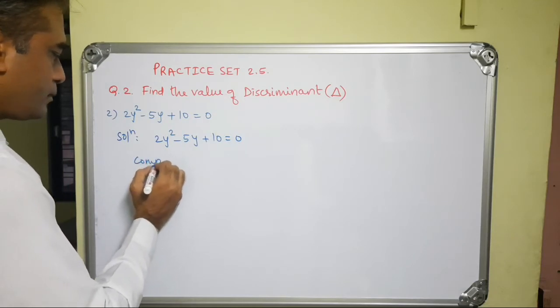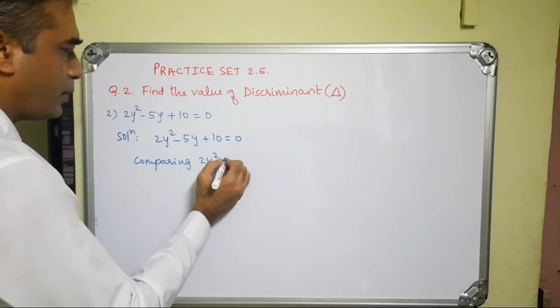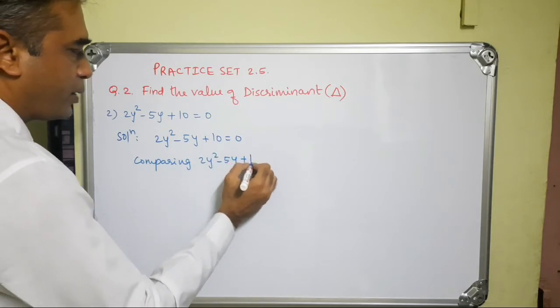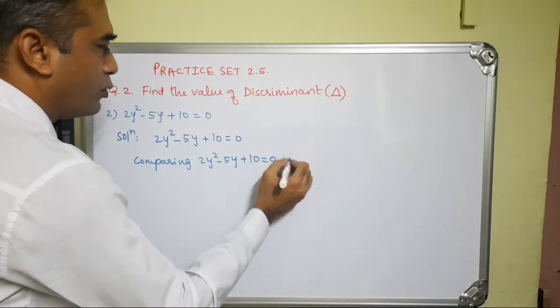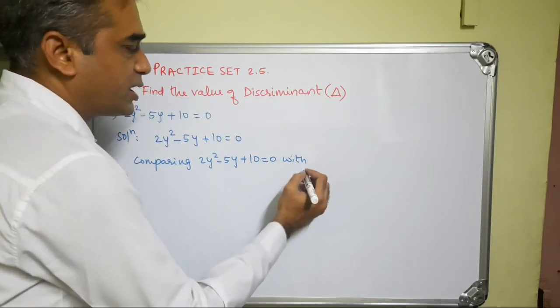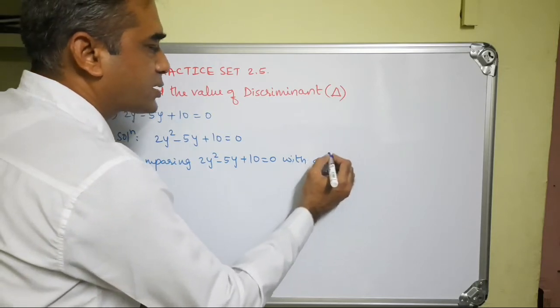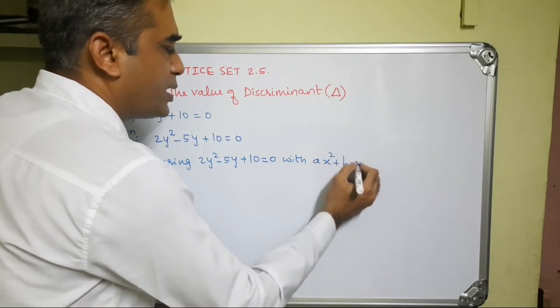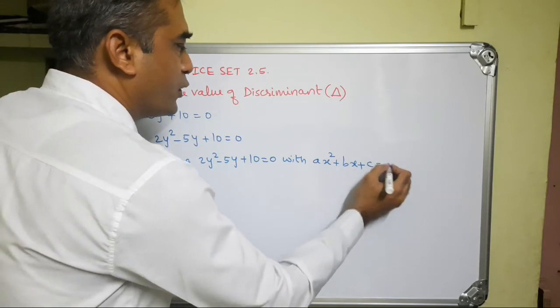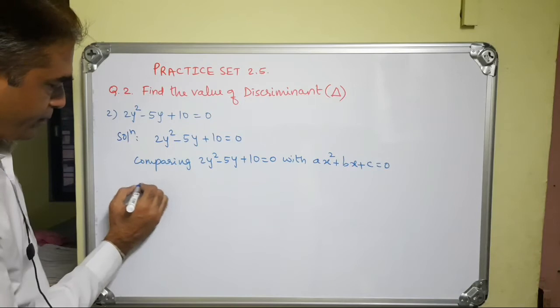Comparing 2y square minus 5y plus 10 equals 0 with the standard form, the general form of the quadratic equation, that is ax square plus bx plus c equals 0. Now we will write the values of a, b, c.